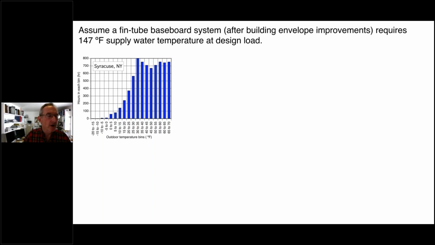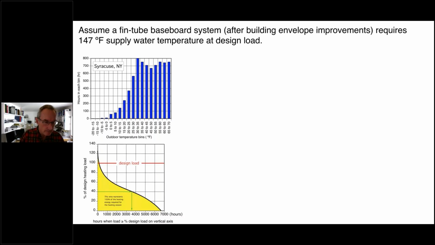Now, there's another way you can plot that data. This is called a heating duration curve. On the vertical axis is just percent of design load, so we go from 0 up to that red line, which is 100% of design load. You could also put numbers on the vertical axis in actual BTUs per hour. So for example, 100% on a house might be, I'm picking a number here, maybe 40,000 BTUs per hour.